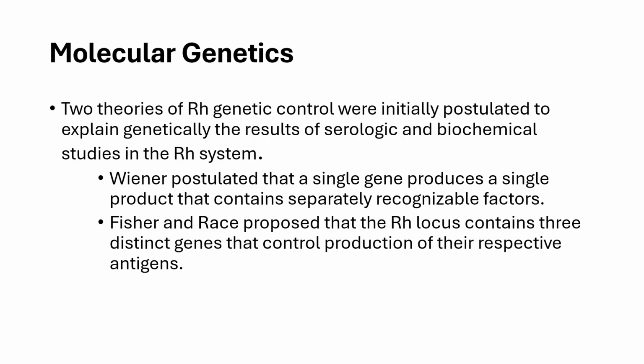So then we have molecular genetics, the theories of Rh genetic control. Two main theories were initially proposed to explain genetic results from serologic and biochemical studies in the Rh system. For Wiener's theory, a single gene produces a single product. This product contains multiple separately recognizable factors. In Fisher and Race's theory, the Rh locus contains 3 distinct genes, and each gene controls the production of its respective antigen.